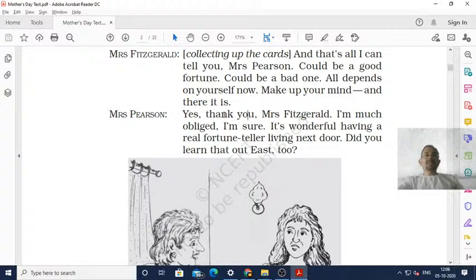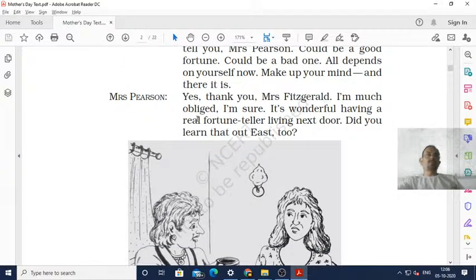Mrs. Pearson says, yes, thank you, Mrs. Fitzgerald, I am much obliged. I am sure it's wonderful having a real fortune teller, fortune teller means astrologer, living next door. Did you learn that out east too?